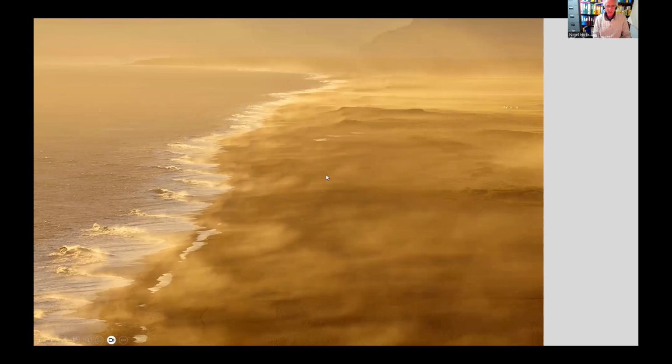And I always really like this picture. I have not yet found very many people who agree with me, so I just keep on showing it to people until eventually people will agree with me that it's a great picture. But I think it's very atmospheric, very moody, and that's because of the sunlight shining through all this sand and spray that's flying through the air.